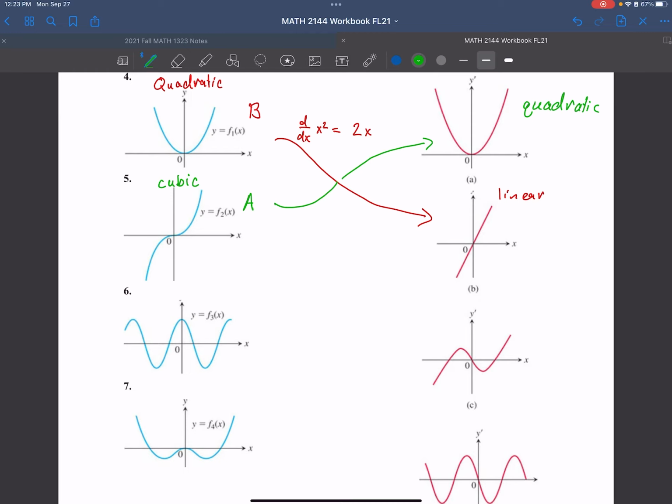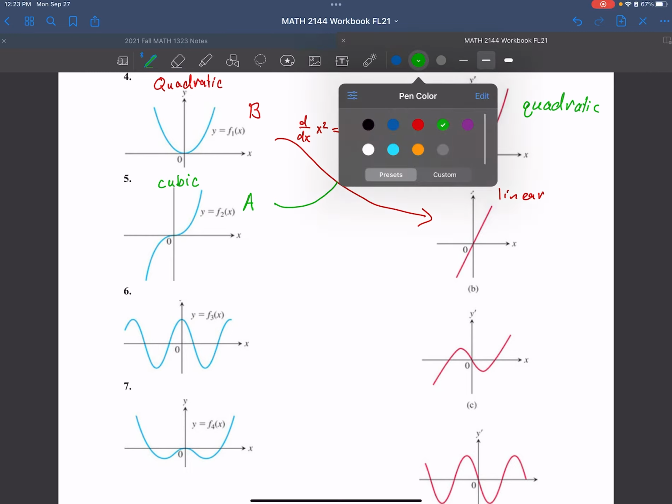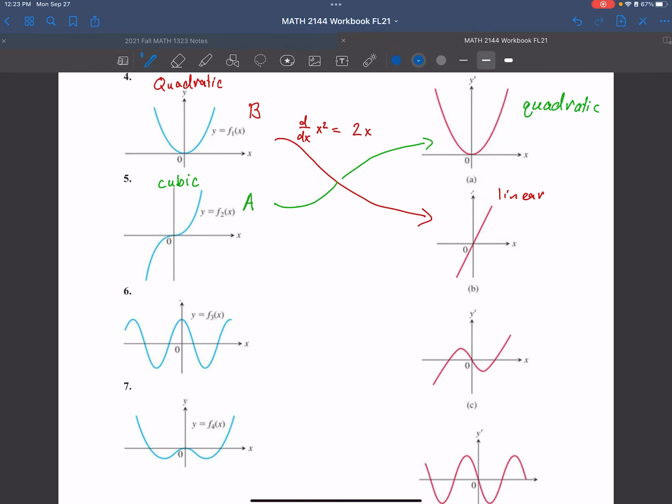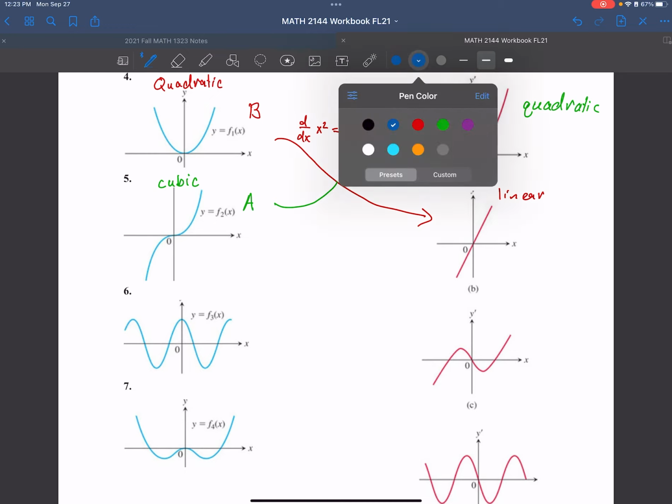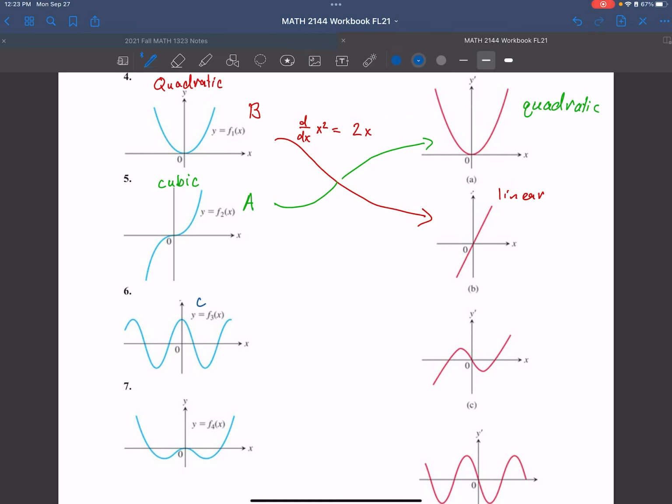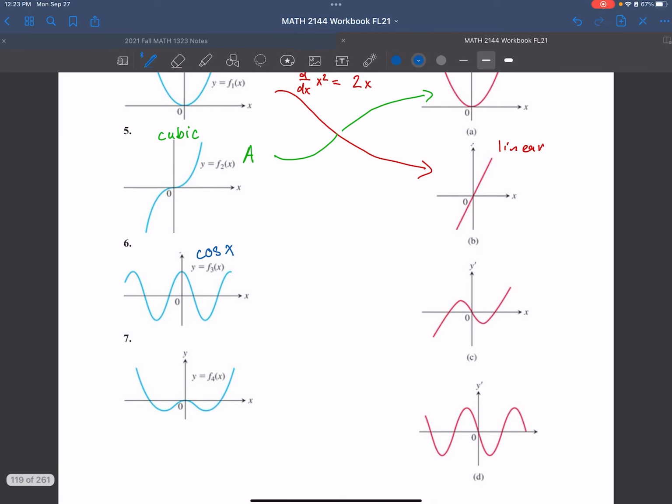In the case of 6, we have a function that is not a polynomial. Anyone think they recall what function we're looking at right here? Cosine, yeah. So here we have the graph of cosine of x. And then we're left with C and D. What do you all say is the graph of the derivative for cosine of x? D is correct. The answer is D.